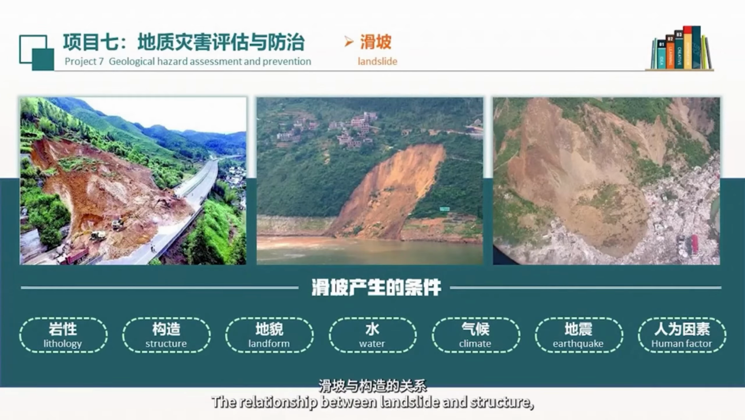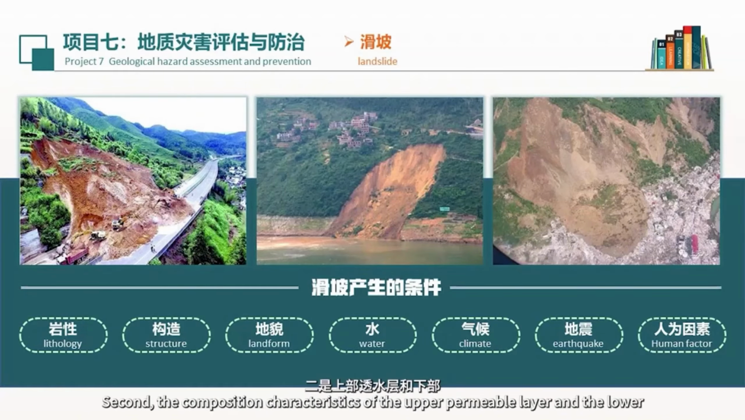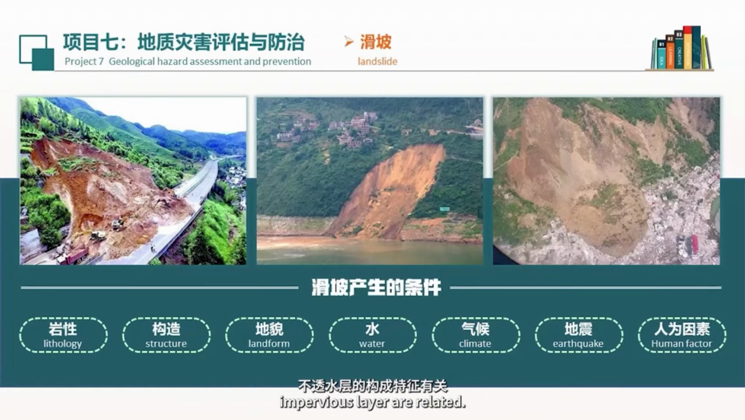The relationship between landslide and structure. There are 2 main aspects. One is the relationship with weak structural planes, whether loose deposits or accumulations. Sliding surfaces often occur along the slope, such as joint surface, unconformity, contact surface, fault zone, and schistose foliation. Second, the composition characteristics of the upper permeable layer and the lower impervious layer are related.